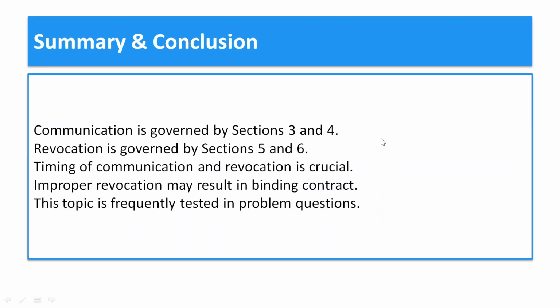Now let us bring everything together. Communication of offer and acceptance is governed by Sections 3 and 4, and revocation is governed by Sections 5 and 6. The law focuses heavily on who knows what and at what time. If communication is late or unclear, the legal result changes. This is why communication and revocation are not just technical ideas. They decide whether a contract is formed or not. Once these concepts are clear, offer and acceptance become much easier to understand, and the entire series on the Indian Contract Act starts making more sense.